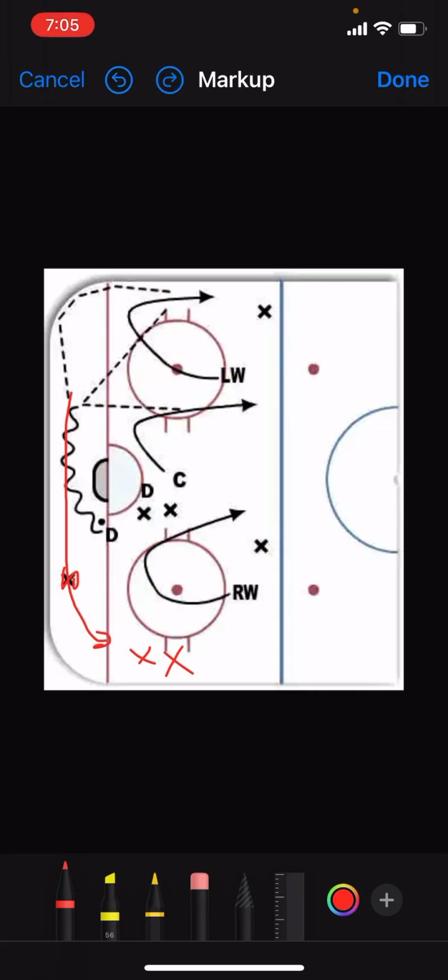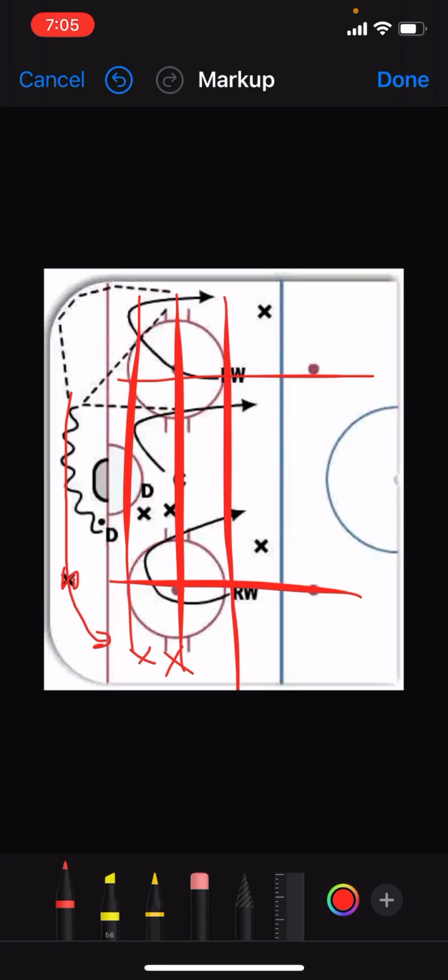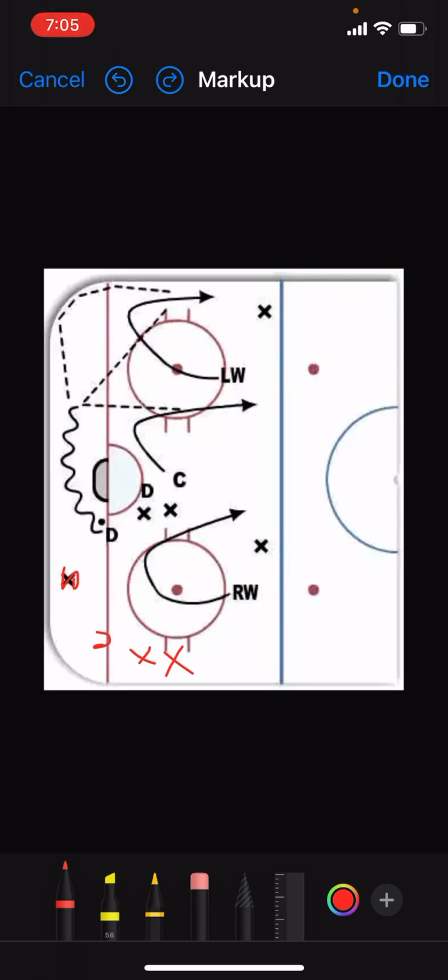We want to use our landmarks. The dot line, that's a great landmark, okay? The hash marks, those are great landmarks. The tops of the circles, the bottoms of the circles, the goal line, the blue line, right? We get all these different landmarks on the ice that it should make it easy for us to navigate the surface based on hitting certain landmarks.